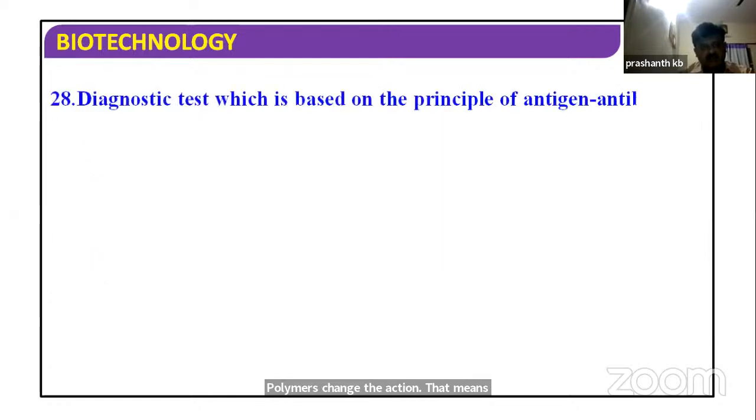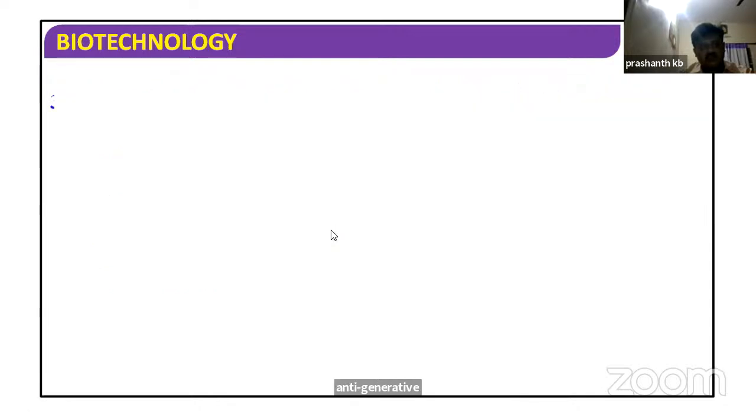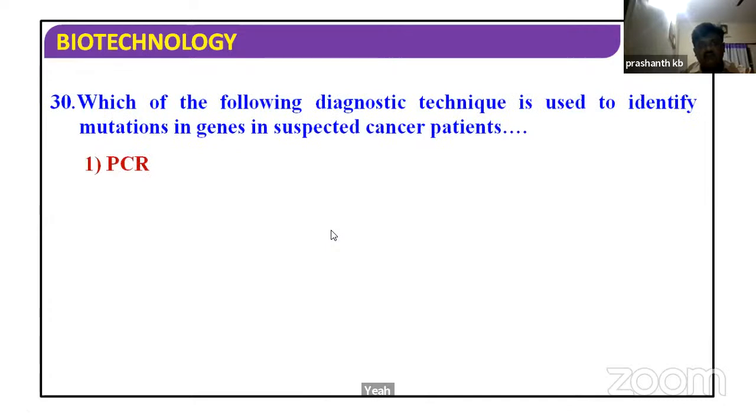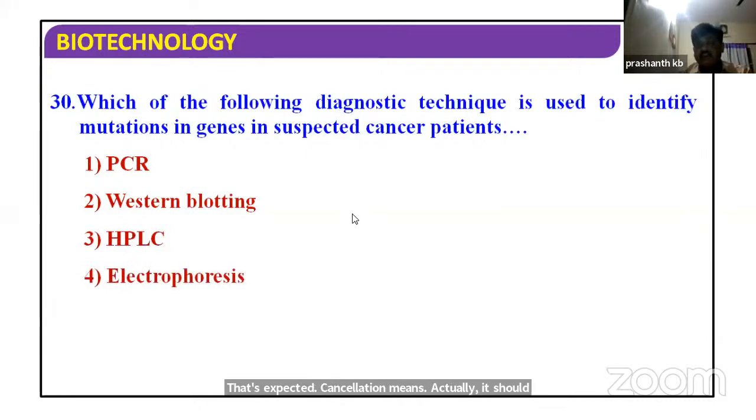Next, 28. Diagnostic test which is based on principles of antigen and antibody, ELISA. Enzyme linked immunosorbent assay. Next, 38. Which of the following diagnostic techniques is used to identify mutation in genes in a suspected cancer patient? Suspected cancer patient means actually it should be ELISA, but they have not given ELISA. Yeah, you should take the second test.